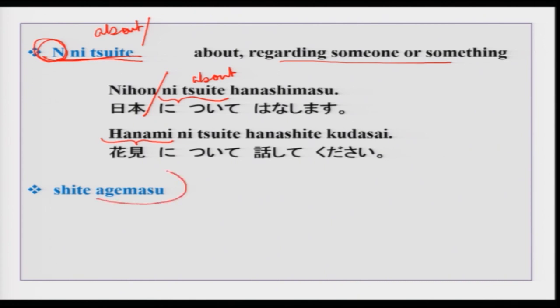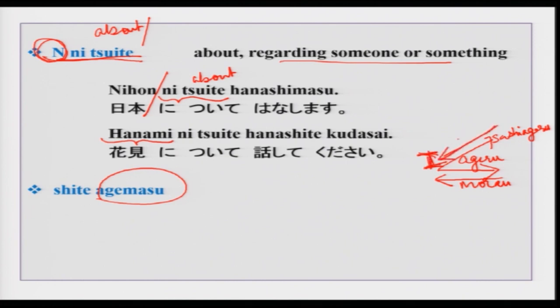Now you have done this, agemasu. When you give something to someone, when I give something to someone, it is ageru. When I get something from someone, it is morau. When I give something to someone who is senior to me, then sashi ageru. And when I receive something from someone, then it is itadaku. Okay. Now over here, it is in te agemasu form, verb plus te ageru.